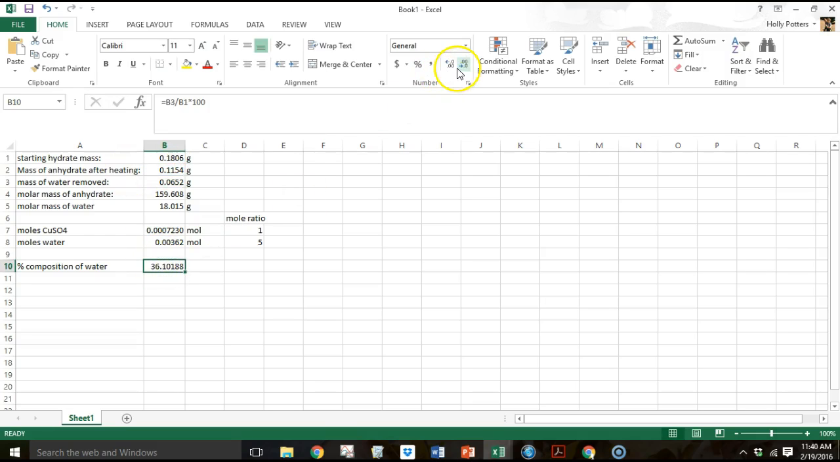And there you go. And again, if my mass of water only has 3 significant figures, we should probably leave this at 3 as well. So that's 36.1. And again, the units would be percent. And there is your percent composition of water for this hydrate.